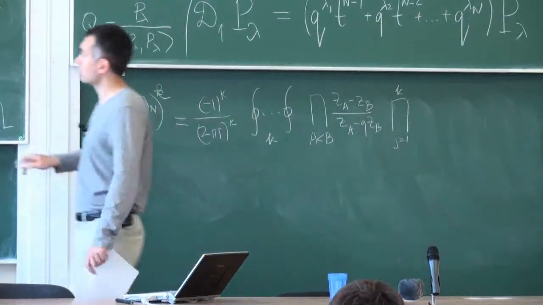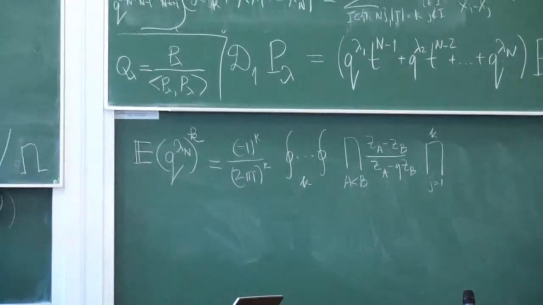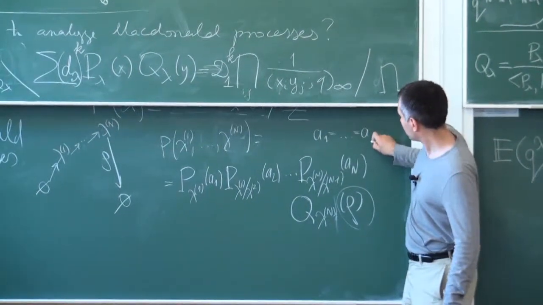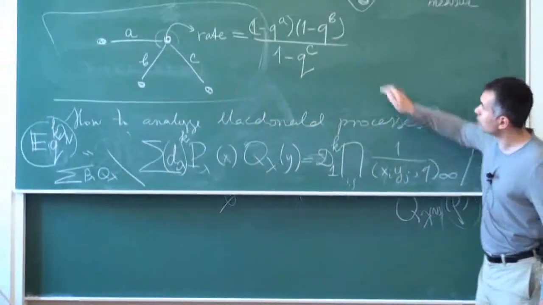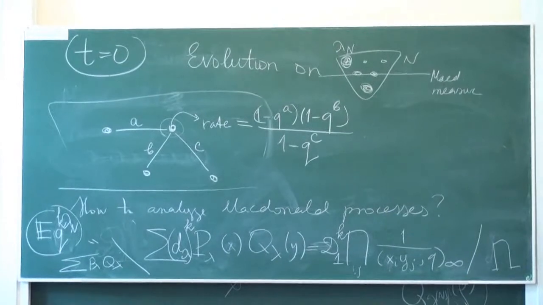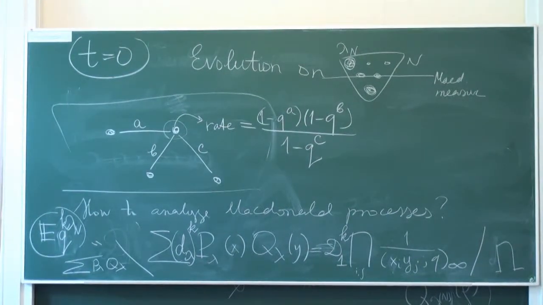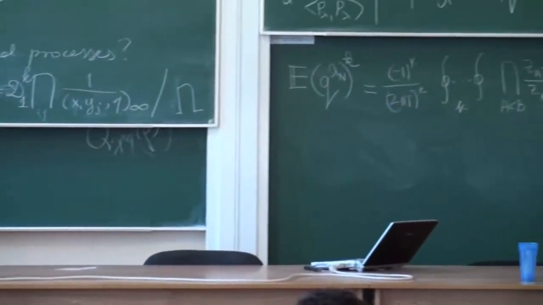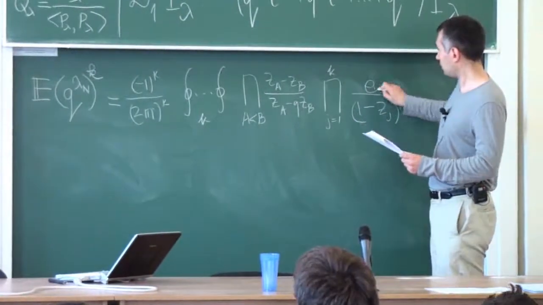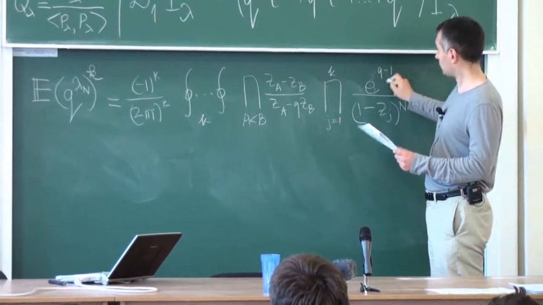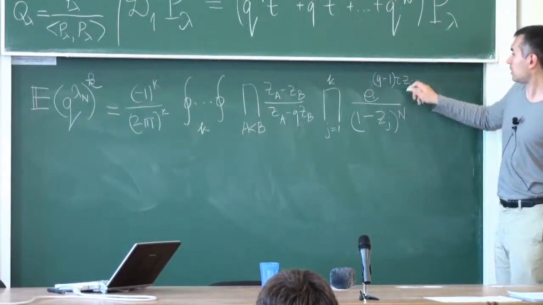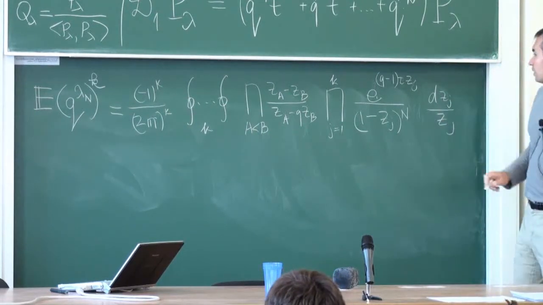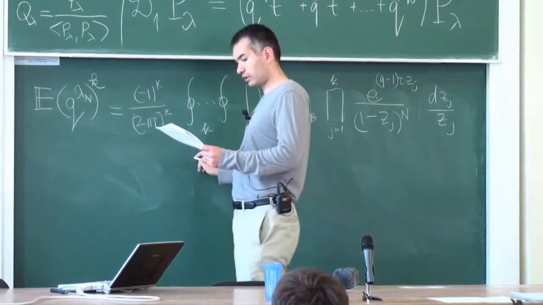Now I forgot to say that in this general construction I'm setting all my parameters equal to 1. If I don't, then I need to put an extra factor here, which I don't want to do. So then this is 1 over (1 minus z_j) to the power n, e to the (q minus 1) times tau z_j. Tau is the time of my Markov chain. And this is dz_j over z_j. And then I need to say what the contours are, and the contours look like that.